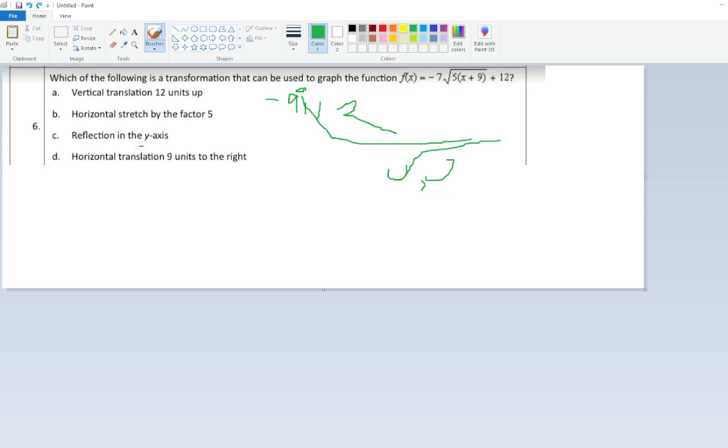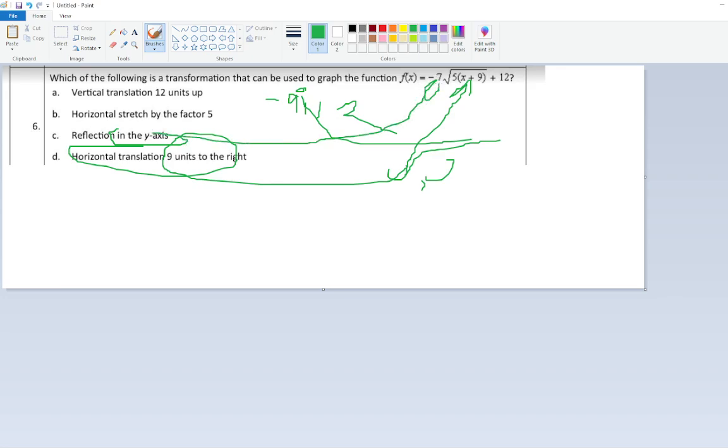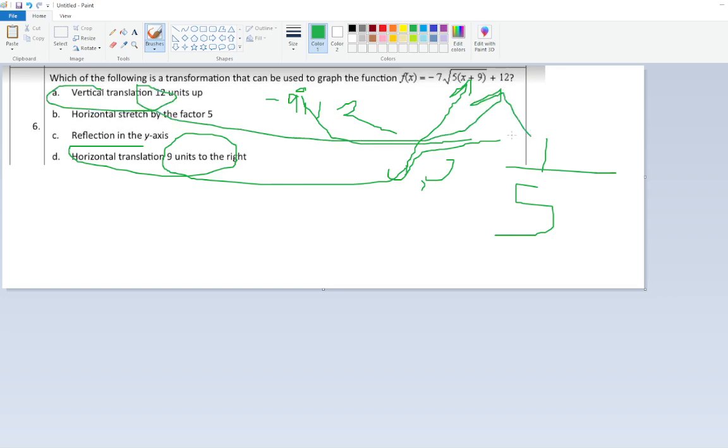Let's start at the end. A horizontal translation 9 units to the right? No, x does the opposite. It's tricky. It's 9 units to the left. A reflection in the y-axis? No, when the negative is at the y value, that's called a reflection in the x-axis because all the y values go from this to the opposite side. Horizontal stretch by a factor of 5? No, when it's in front of x, it's the opposite of what you would think again. And so that would be a compression by a factor of 1 over 5. And then finally, a vertical translation 12 units up. Yes, that's what's going on there.